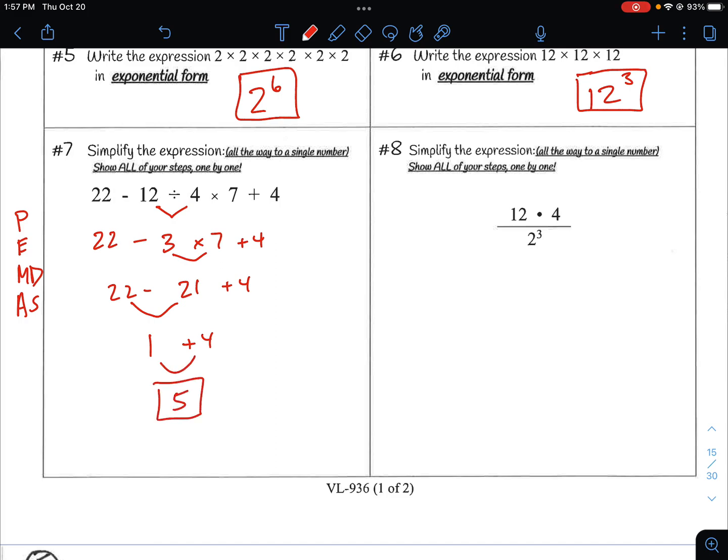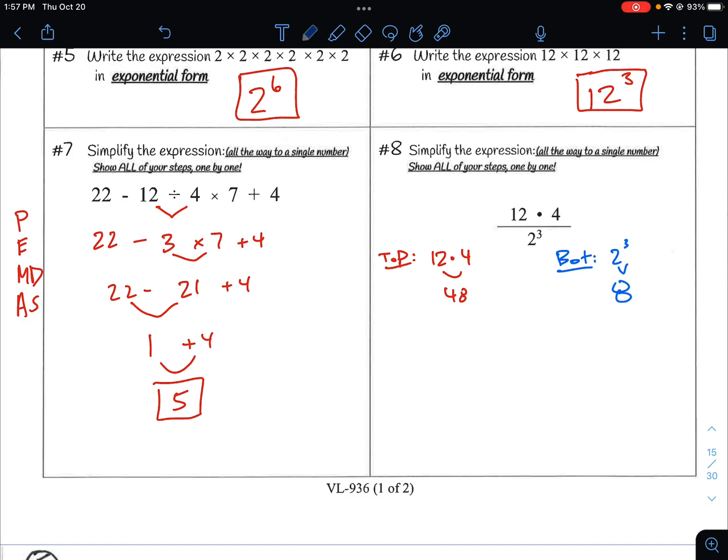Let's try number 8. Number 8 is an interesting one. We've got a top section and a bottom section. How do we work this out? Well, you deal with the top and bottom sections separately. The top is 12 times 4, because that dot means times, and 12 times 4 is 48. Now let's do the bottom. The bottom is 2 to the 3rd power. What is 2 to the 3rd power? It's not 6. It is 2 times 2 times 2, which is 8.